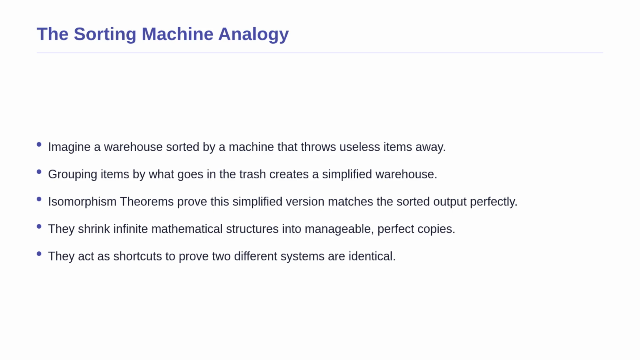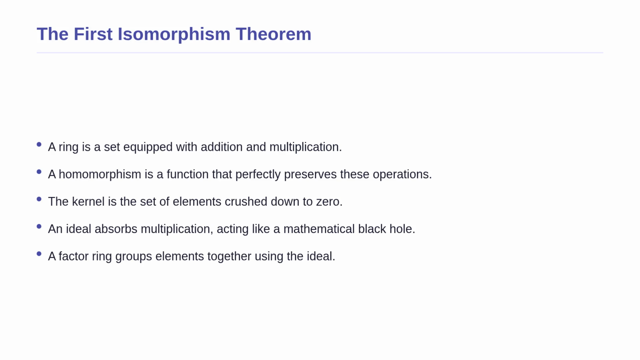In algebra, these theorems act as the ultimate shortcut for proving that two seemingly different systems are actually the exact same thing in disguise. Now that we understand the goal, let us look at the first isomorphism theorem, which is the fundamental bridge between functions and ring structures.